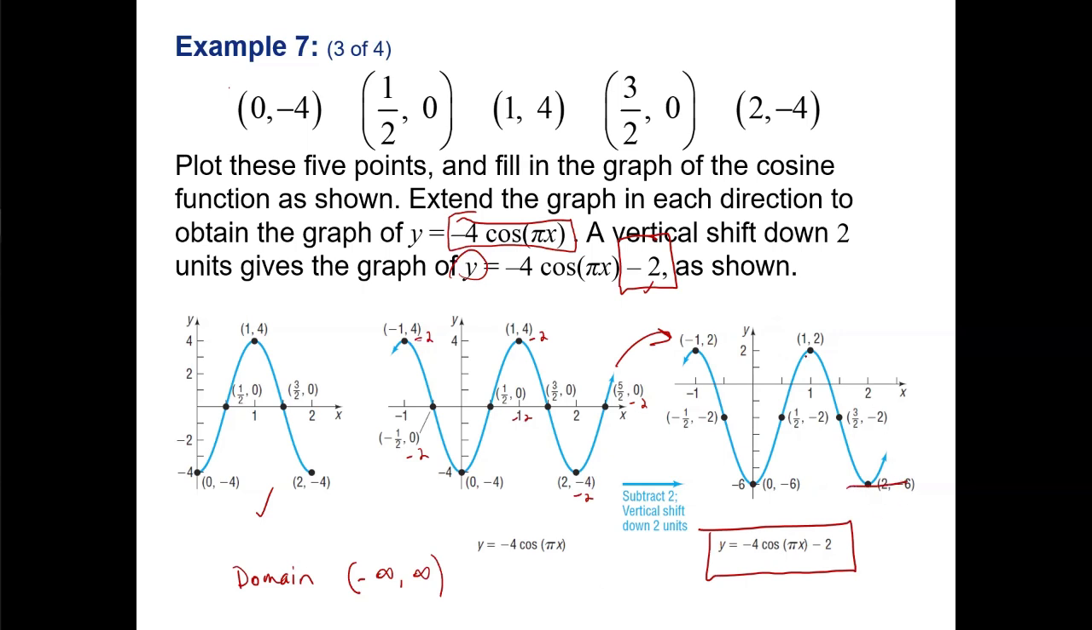But if we look at the range, because we shifted down 2 units, if this had been +2, we would have bumped every point up and added 2 to y. It's subtracting, so we drop 2. And we can see now that we've adjusted our range. So the lowest value for the range is -6. And then up top here, the highest value for y is 2. Okay, so same domain, but the range is now -6 to 2.